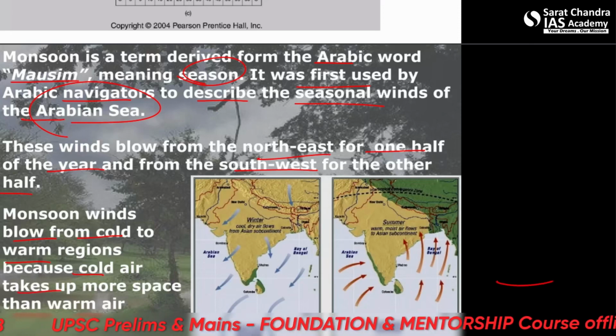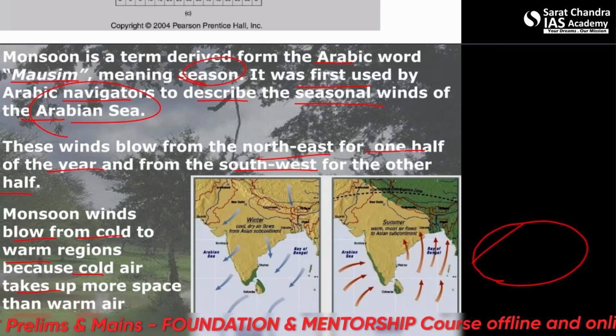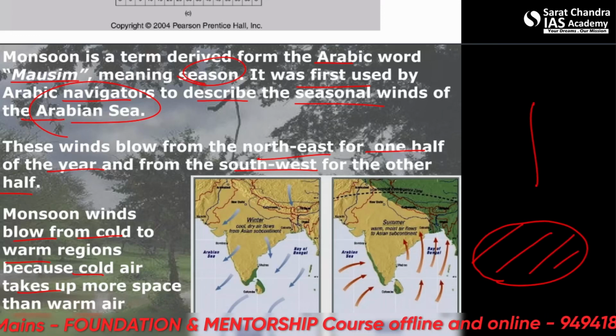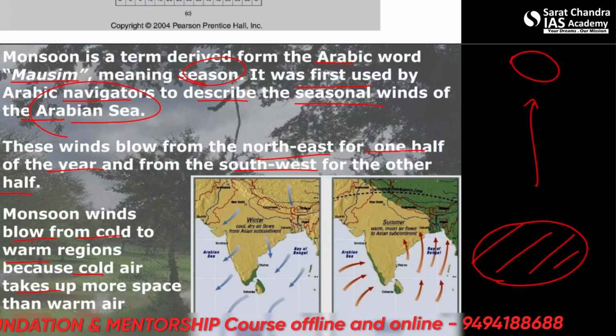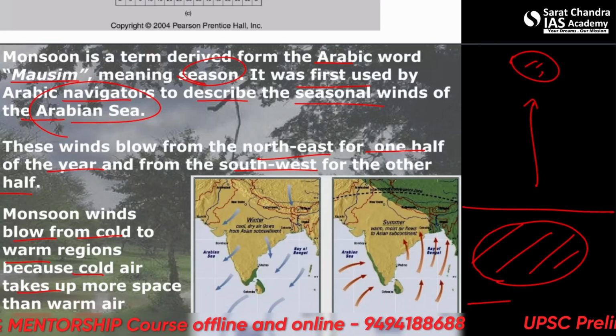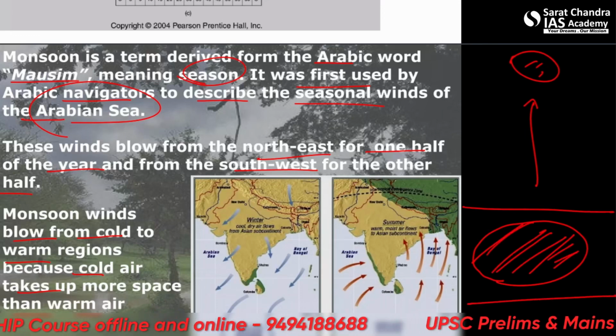in the lower layers of the environment. All right, the warm air rises up and there is more cold air in the lower layers of the environment.